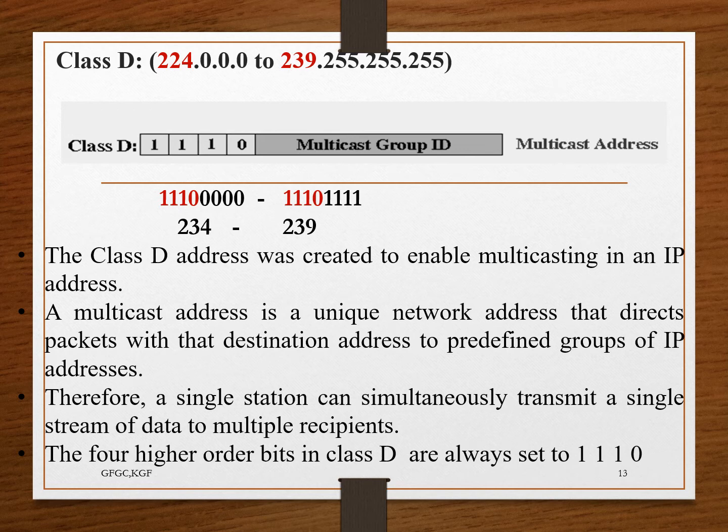Class D ranges from 224.0.0.0 to 239.255.255.255. Class D was created to enable multicasting in an IP address. Multicasting allows a single packet to be transmitted to multiple destinations in a single send operation. The four higher order bits in Class D are always set to 1110. Since Class D is reserved for multicasting, there is no need to extract a host address from the IP address. This is because data is not destined for a particular host.